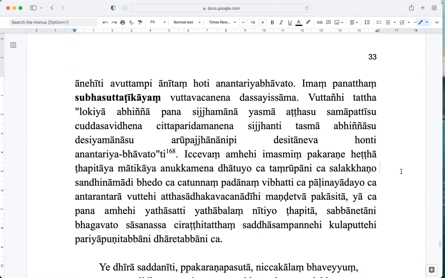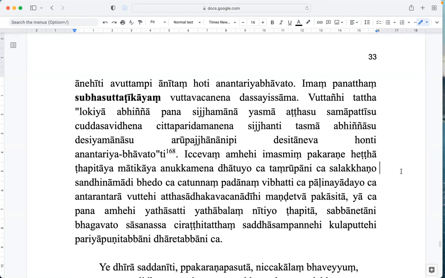Okay. So what then? Tata. So it is said there, in the Subha Sutta Digha sub-commentary. So Lokiya Abhinya Bana Bad. So mundane abhinyana, seja mana, accomplished. Yasama atasu samabadisu, attainment of the eight attainments. Chodasa videna, in 14 ways. Chadu chaita paridamanena, in 14 ways, taming the mind, it is accomplished. So yasama dasama atasu.